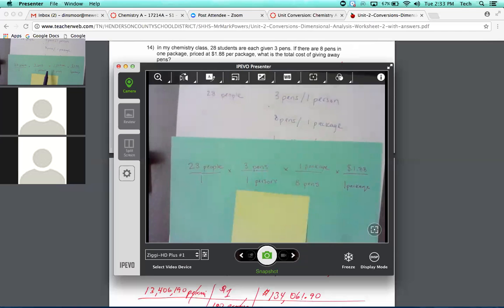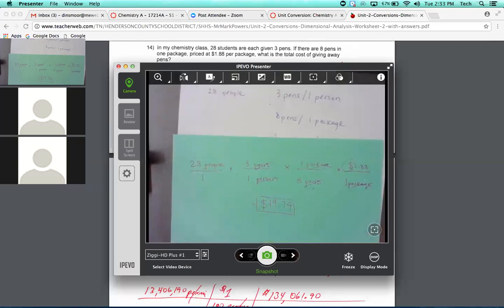I'm multiplying that by 1 package having 8 pens, right? Because pens cross out. I'm multiplying that by $1.88 per package. So that package cancels out and I'm left with just money. So I multiplied 28 times 3 divided by 8 and multiplied by 1.88. And I got that it will cost $19.74 to hand out those pens.